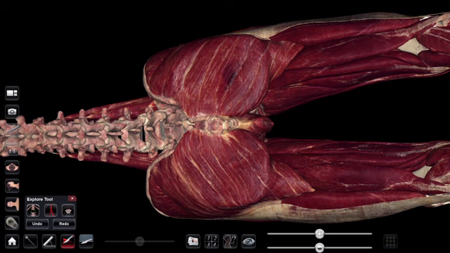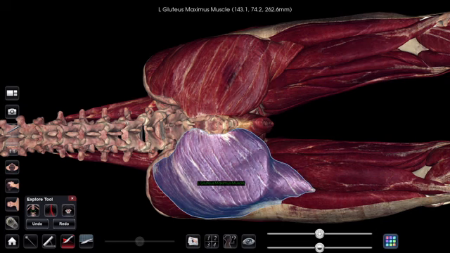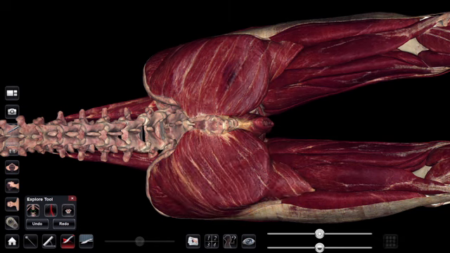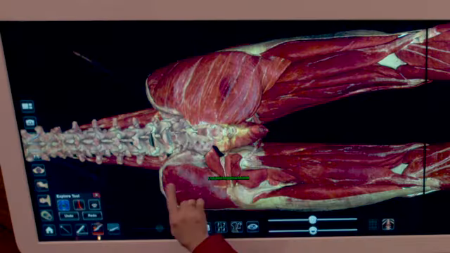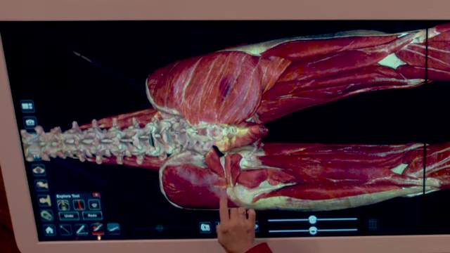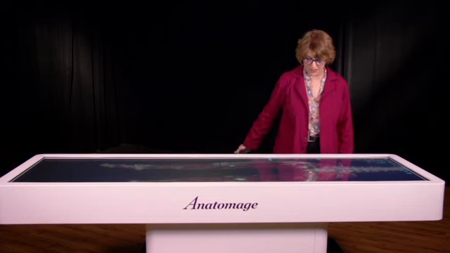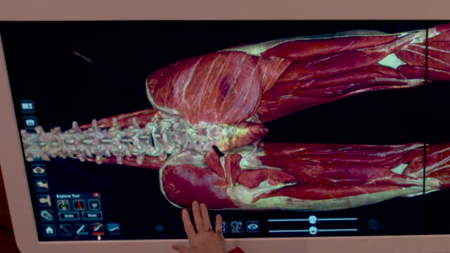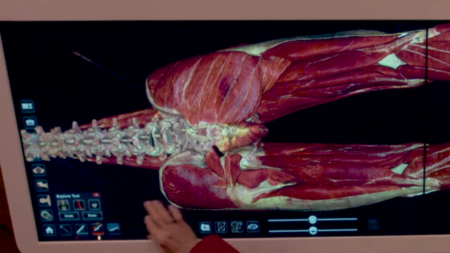We see gluteus maximus, and we can barely see the underlying gluteus medius. So let's remove gluteus maximus, and we can see gluteus medius in its entirety. Now, gluteus maximus is a powerful extensor of the hip joint. Gluteus medius is more of an abductor because of its lateral placement.